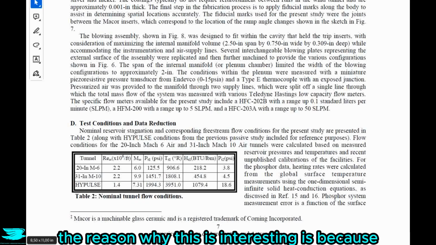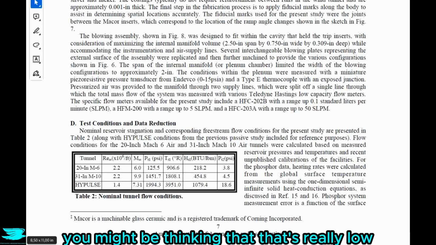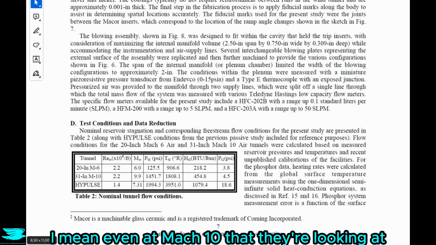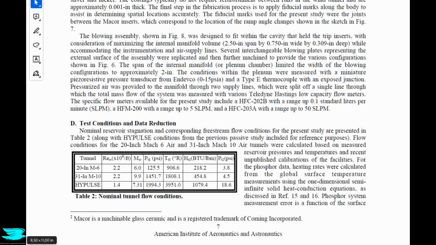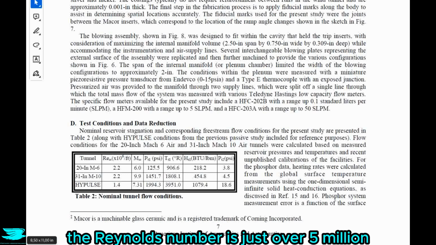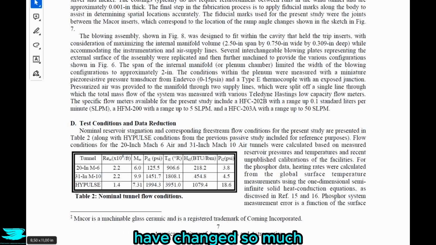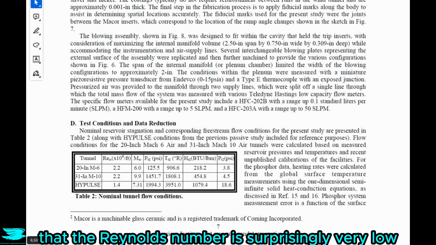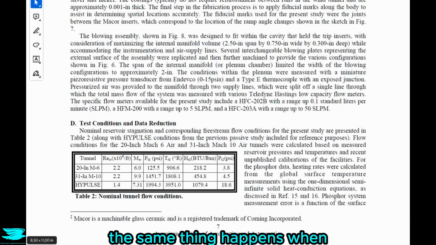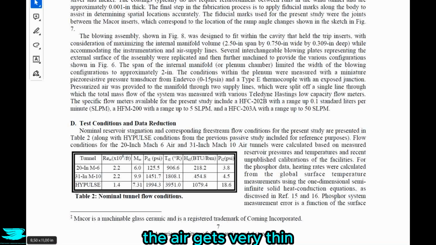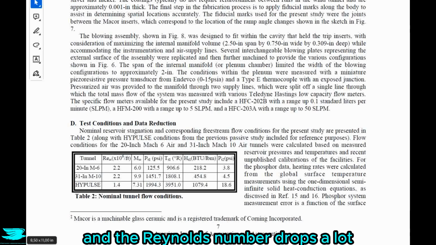And the reason why this is interesting is because you might be thinking that that's really low considering how fast this flow is. I mean, even at Mach 10 that they're looking at, the Reynolds number is just over 5 million. But that is because the characteristics of the air have changed so much that the Reynolds number is surprisingly very low. The same thing happens when you go to supersonic flows and even when you fly at very high altitudes. The air gets very thin and the Reynolds number drops a lot.